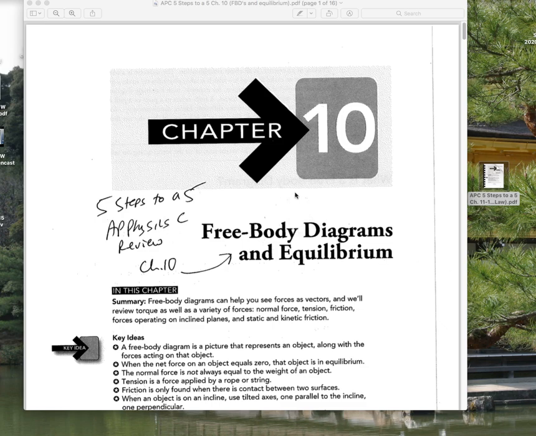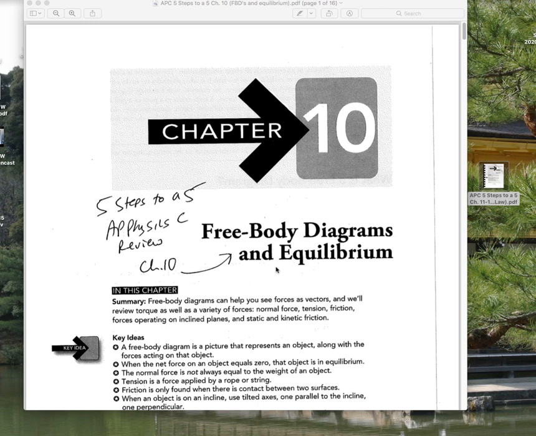All right, this is chapter 10 of 5 Steps to a 5. This is the first part of the mechanics review that we're going to be doing. This will be super quick, but it leads into chapters 11 and 12, which I think are going to be more important. This basically deals with free body diagrams and equilibrium.